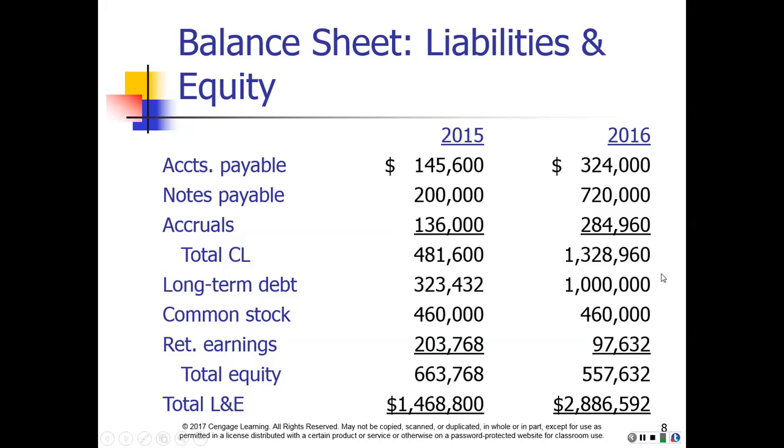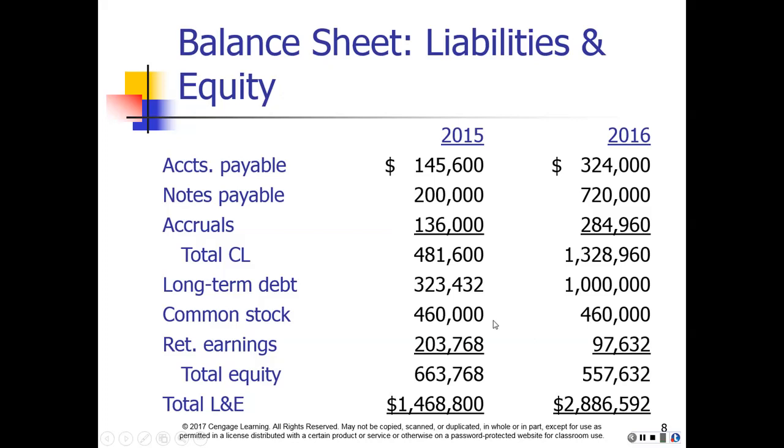So total current liabilities for 2016 is 1,328,960, right? Then we have long-term debt of $1 million. Those are borrowed funds. As a matter of fact, you can see notes payable have gone up between 2015 and 2016. That's short-term debt. Then we have long-term debt. That went up from 323,432 to $1 million. So a lot of money was borrowed during this year.